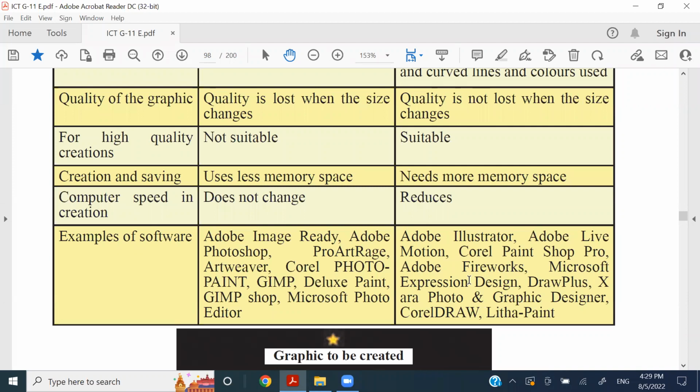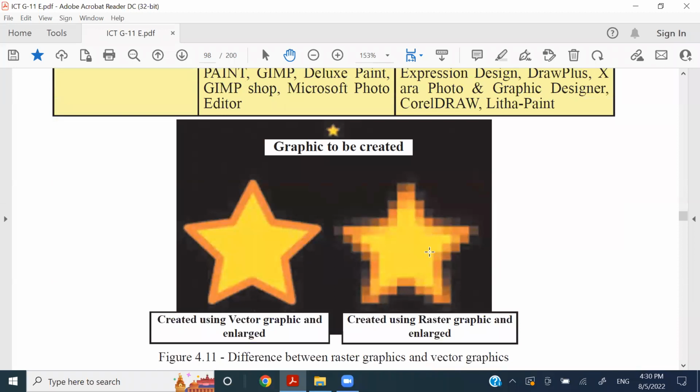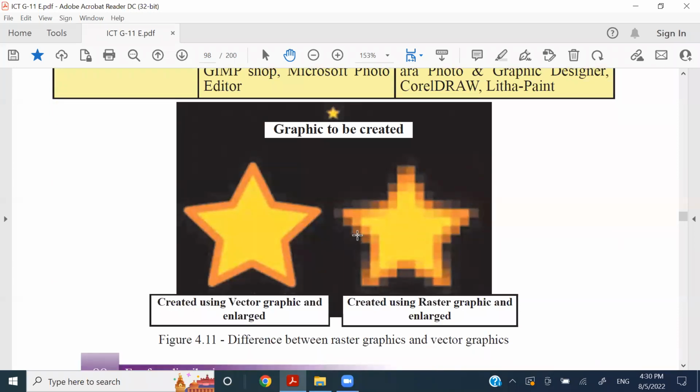So those will clearly affect the computer speed. When you are using that software, you will realize it consumes a lot of memory, a lot of processor speed and so on to create a graphic. But compared to that, GIMP, Photoshop and so on do not consume that much performance from your computer. Right. And here at the bottom, they have shown you what happens when you enlarge a raster graphic and a vector graphic.